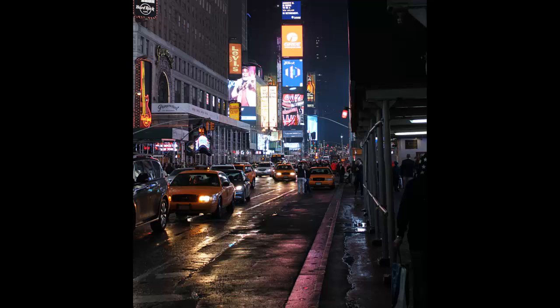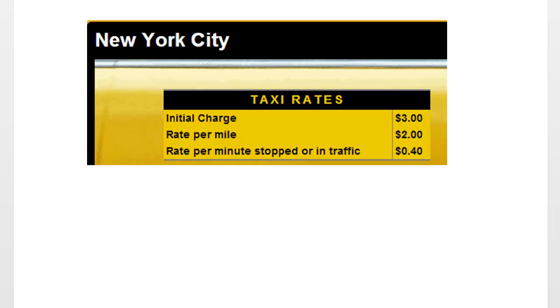Can we write an expression that explains how taxi rates work in New York City? First, what's our constant, the charge that doesn't change? The minute we close the door on the cab, we have agreed to pay $3. What are the variables? What changes? Well, the mileage changes, and the time we spend in traffic varies from cab ride to cab ride.